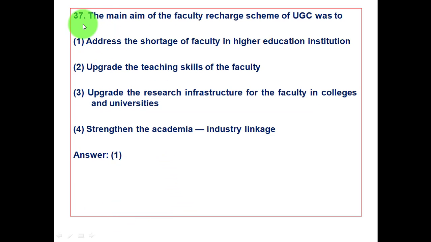Next, question number 37. The main aim of the faculty research scheme of UGC was to... faculty research scheme means what? You need to address the shortage of faculty in higher education institutions. Okay, so that's why this scheme was taken actually. So the aim of the faculty research scheme was to address the shortage of faculty in higher education institutions. That will be the correct answer. Okay, so option 1.